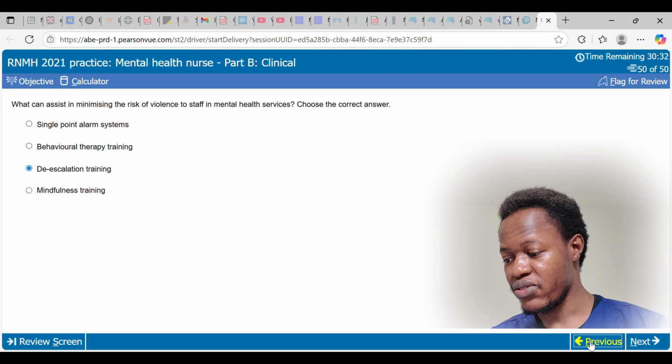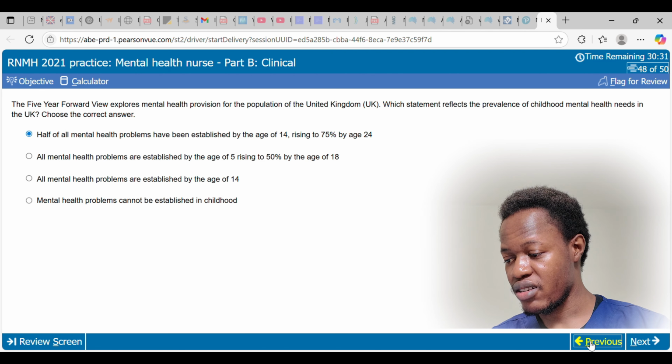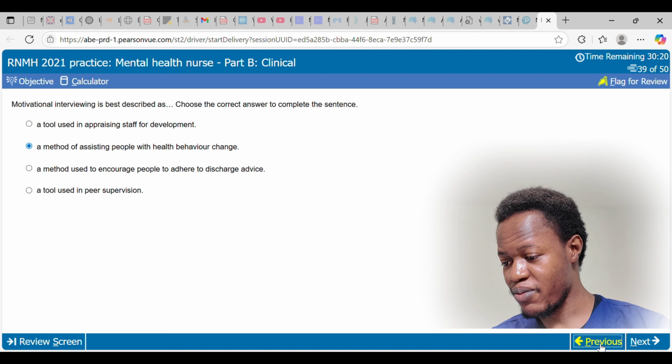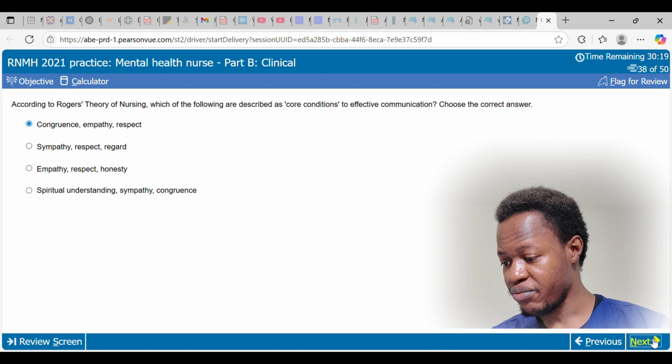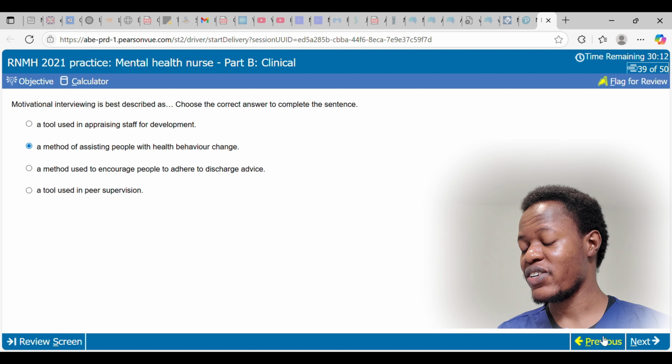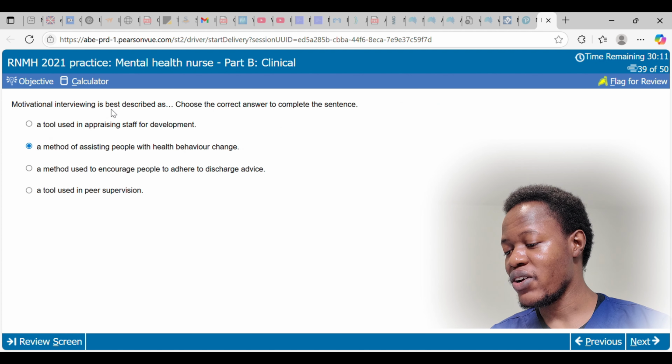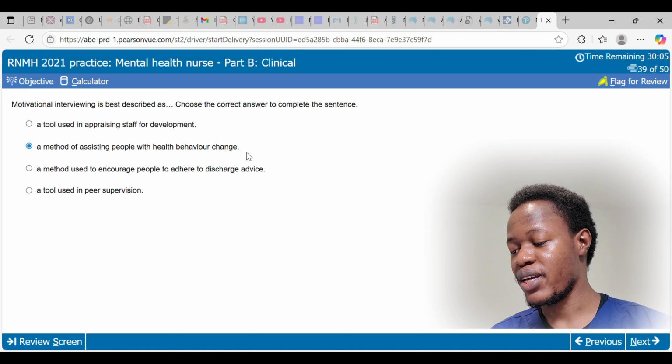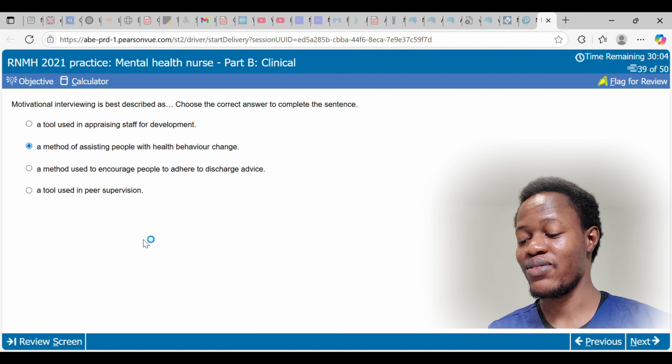Then which question was left? I can't remember the question that I missed earlier. That motivational interview. Oh, this is it. Okay. So it says motivational interview is best described as a method of assisting people with health behavior change, just to emphasize on that. And that is it, guys. Everything is cleared. We got 45 over 50, which is not too bad for someone who is not a mental health nurse.